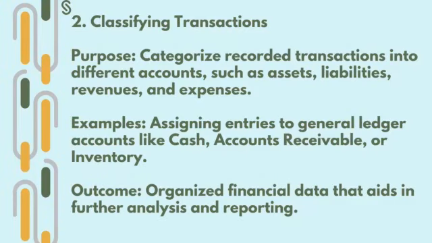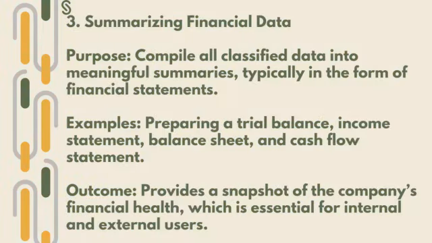Once transactions are recorded, they are then classified into appropriate categories such as assets, liabilities, revenues, and expenses. This classification is essential for organizing financial data, making it easier to analyze and generate reports later. After transactions have been classified, accounting moves on to summarizing financial data. This is typically done through the preparation of financial statements like the income statement, balance sheet, and cash flow statement. These summaries provide a snapshot of the organization's financial health, offering insights into its profitability, liquidity, and overall performance.